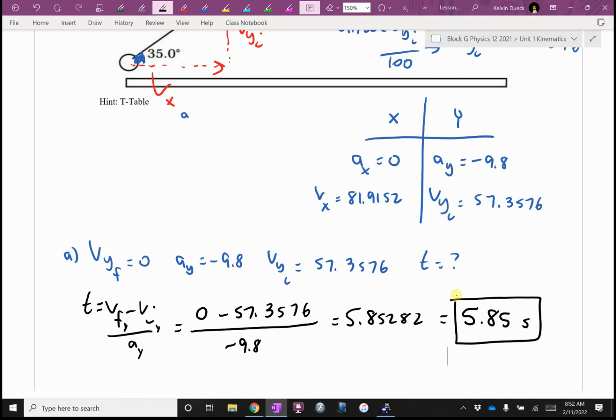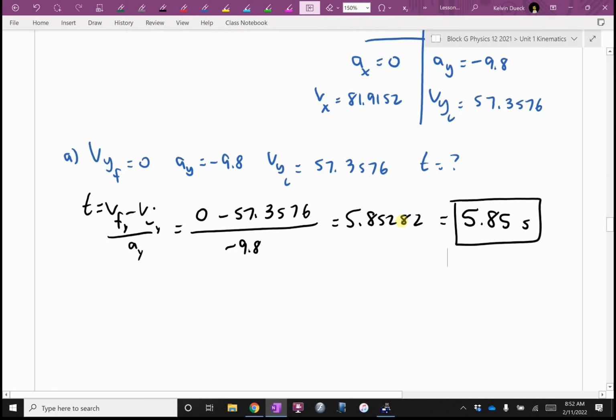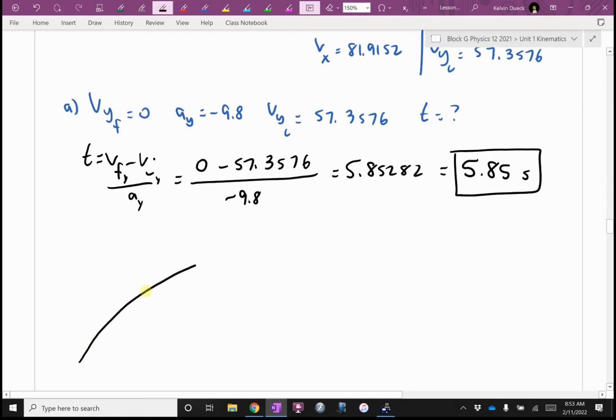What's B want? Is that okay? Okay. What's B want me to find? Isn't it 5.85 seconds? Oh, that's the time to the top. How can I find the total flight time? Okay, so I got 2 options for part B.